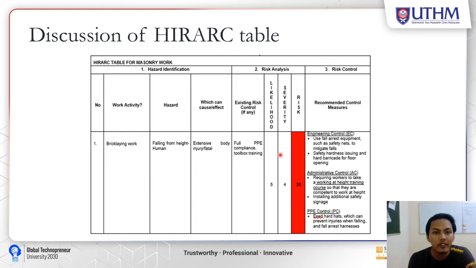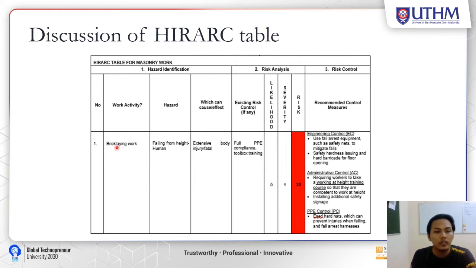Okay, next, for now I will explain and discuss the hierarchy table for our activity, which is masonry work, also known as bricklaying work. Okay, so for this bricklaying work, we found out that we have 10 hazards in total, of which 7 are safety hazards and the rest are health hazards.